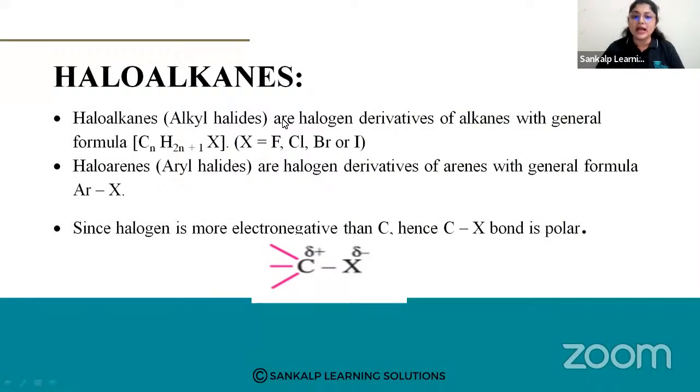More hydrogen atoms are replaced by halogen atoms. So here, what is happening? One or more hydrogen atoms are replaced by halogen atoms. So these are called haloalkanes. As they are replaced by halogen atoms, they are called haloalkanes.